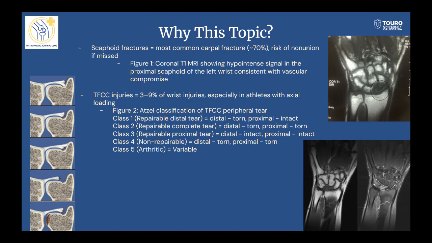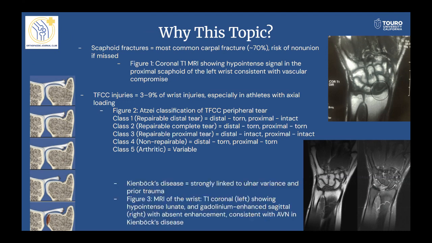The disease has multiple strong associations with negative ulnar variance, meaning the ulna sits slightly shorter than the radius, as well as prior trauma. And it's most often seen in young adults and can progress from subtle sclerosis of the lunate to full-blown carpal collapse if it isn't treated early enough.